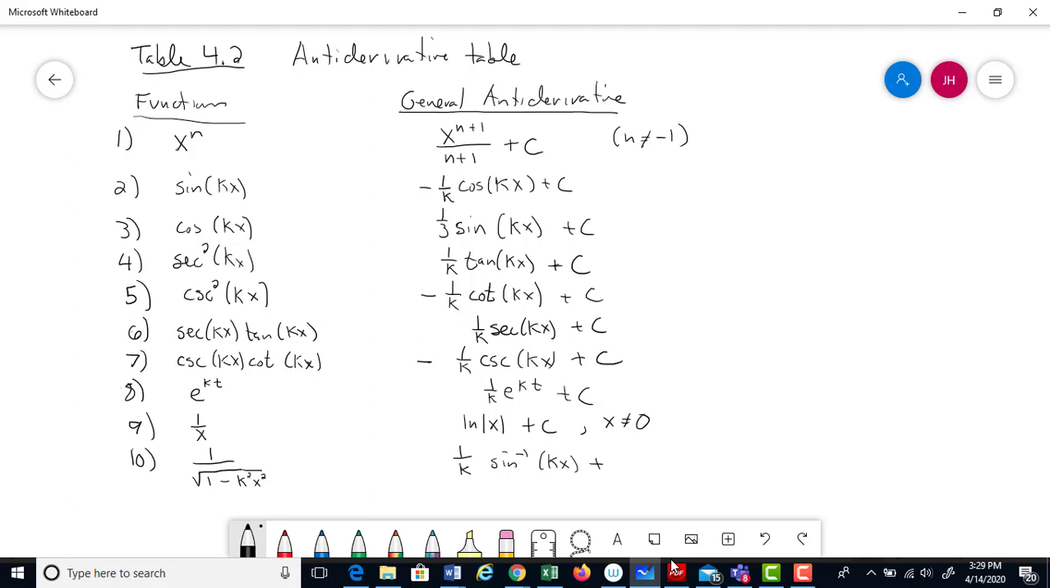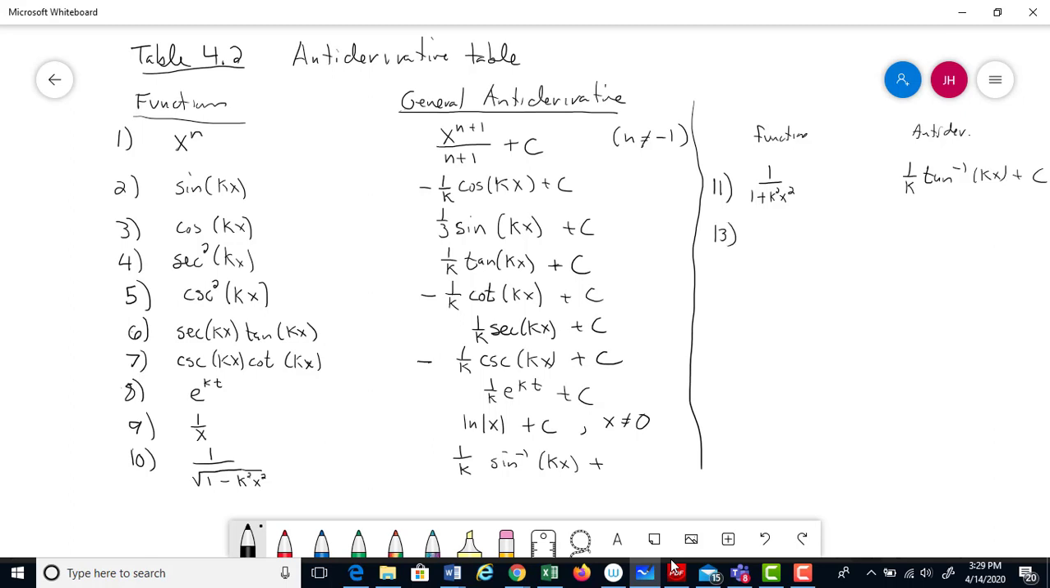I'll put it in here. I'll squish it in. 11. 1 over 1 plus k squared x squared. So if this is our function, and then our antiderivative. Well, the 1 over 1 plus x squared is going to be the tangent inverse of kx, 1 over k, plus c. And then 13.